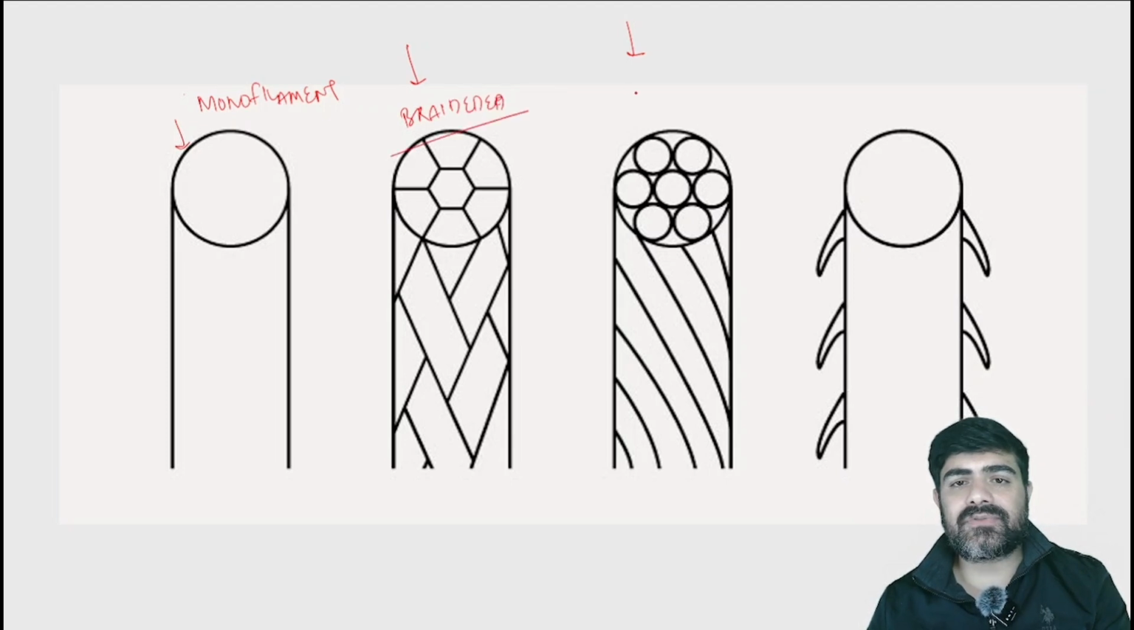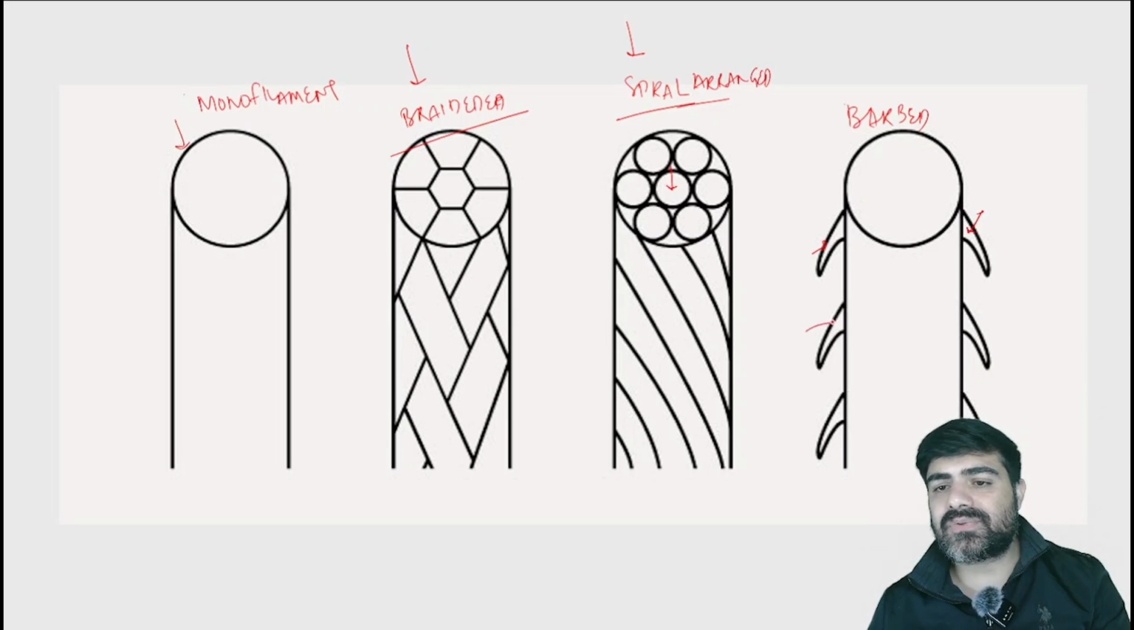So it is braided suture. This is spirally arranged polyfilament suture, spirally arranged, or a central suture. And this one is barbed suture, with these barbs. So this one is barbed suture.